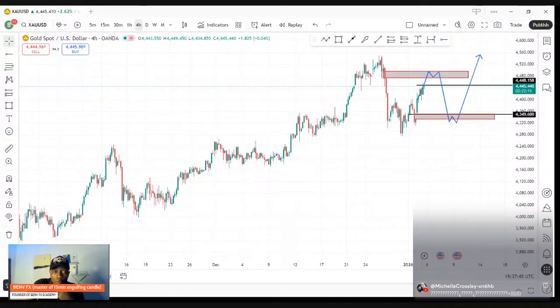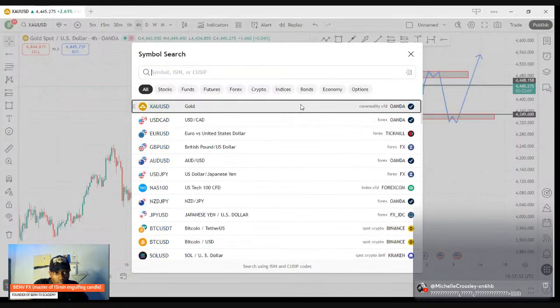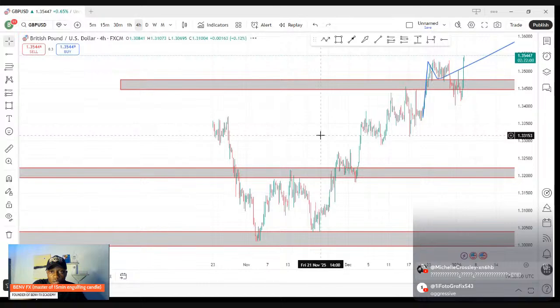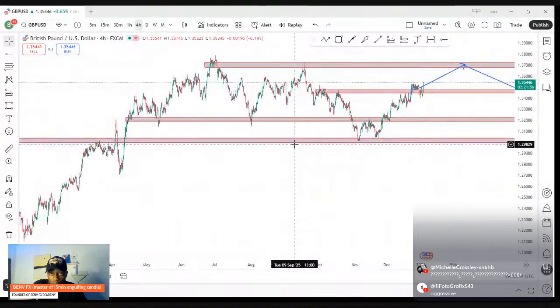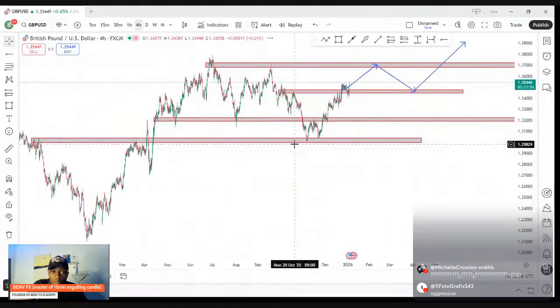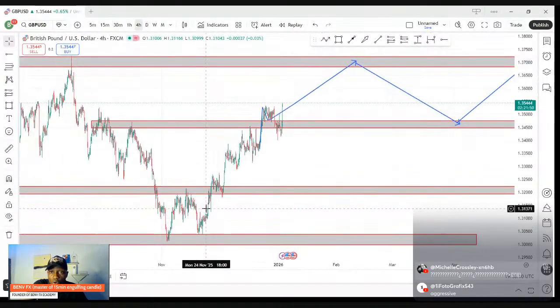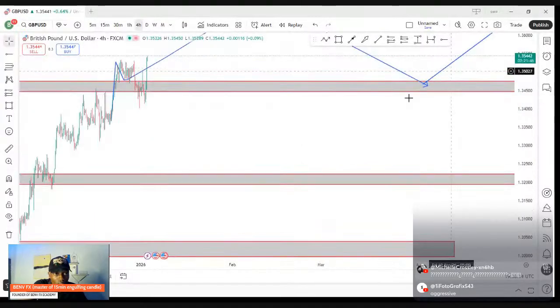Okay. While waiting for your questions, I'll check on GBP USD. You understand? On our screen here, this is GBP USD. I predicted this particular movement, but okay. I've done all this analysis before, but let me see what's happening.